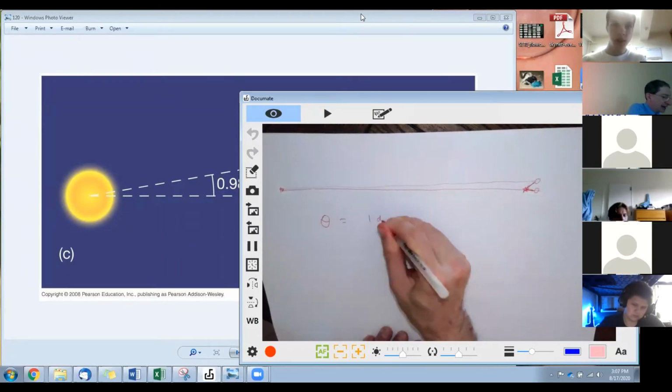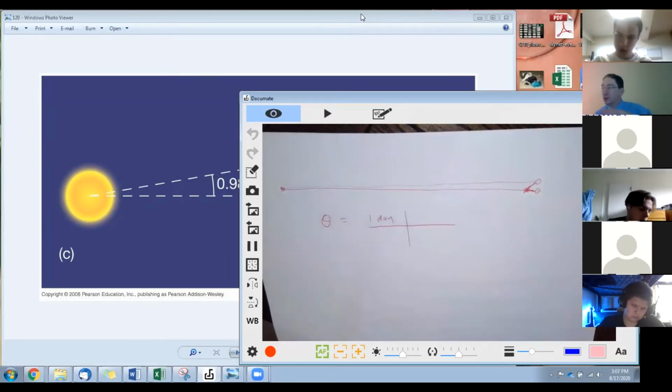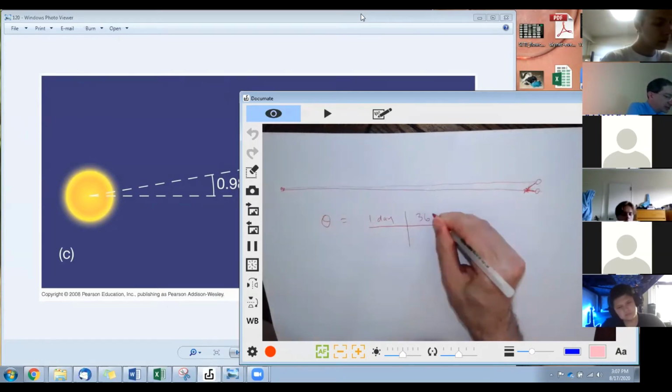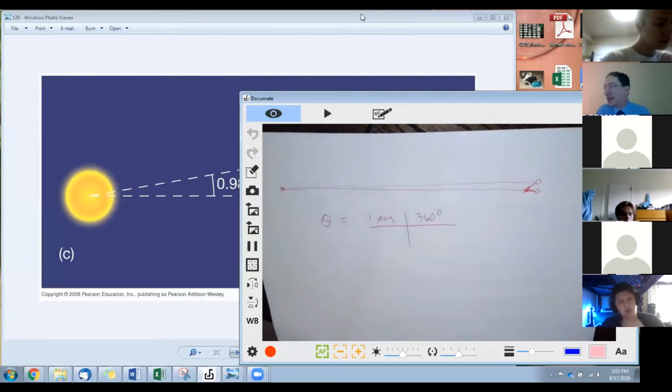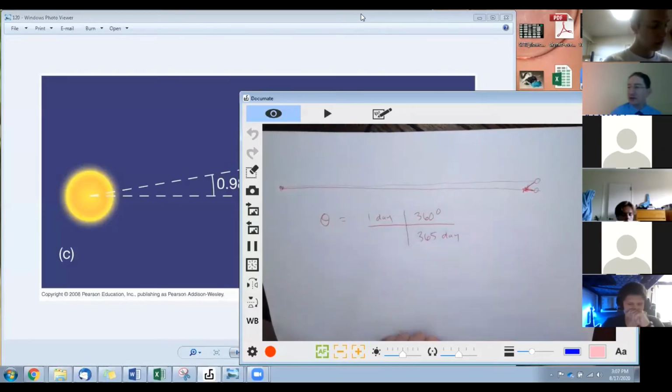So 1 day later. And so what motion are we talking about? It's the motion around the sun. In 1 day, we're trying to figure out how many degrees do we travel. So let's think about the full loop. To do 360 degrees around the sun takes how many days? 365. Yeah, 365 days to do 360 degrees. 1 year to go around the sun.